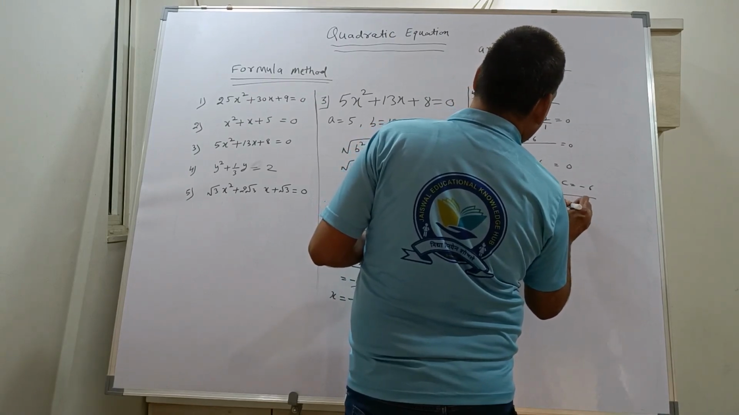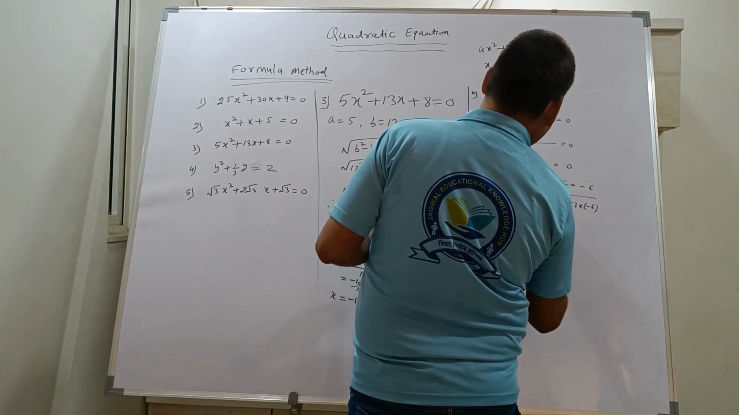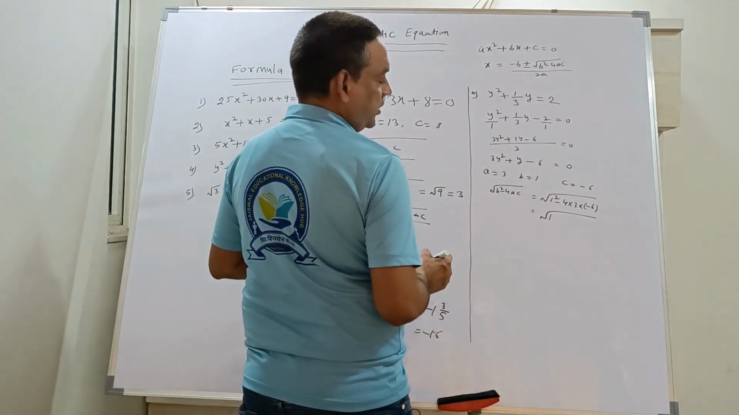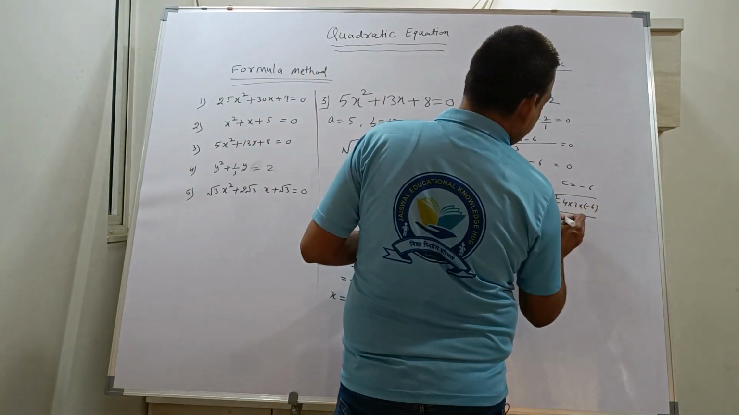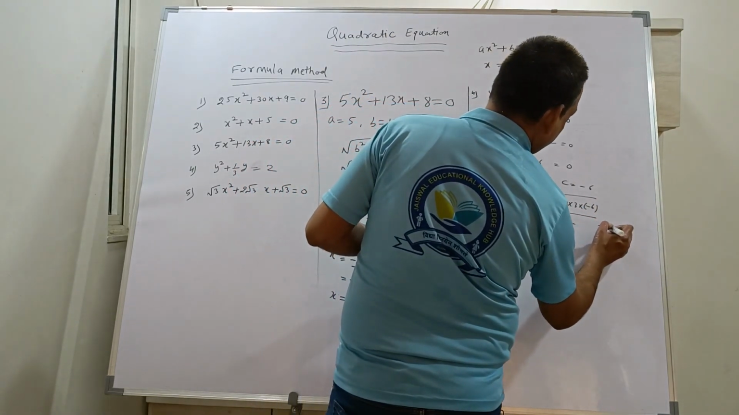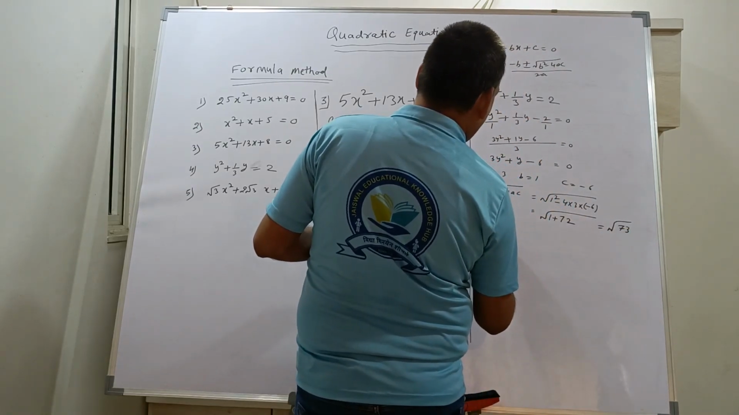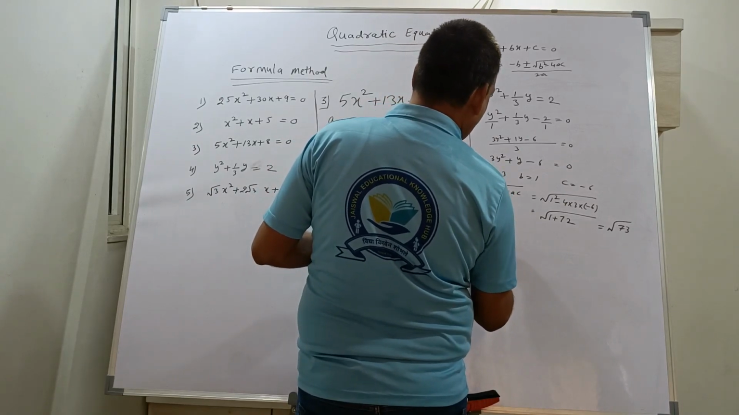b square minus 4ac, which is nothing but root of 1 square minus 4 into 3 into minus 6, which is nothing but root of 1 square is 1, minus into minus plus, 4 into 3 is 12, 12 into 6 is 72. So it becomes root 73.